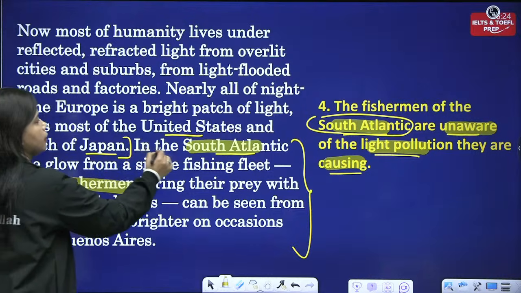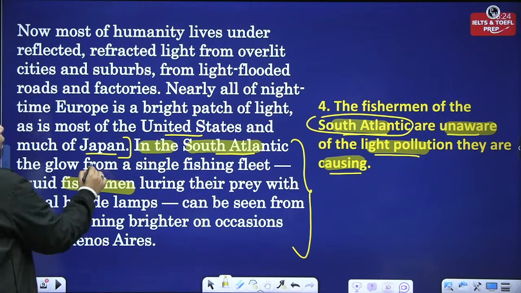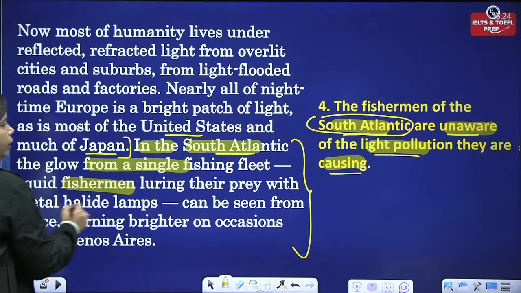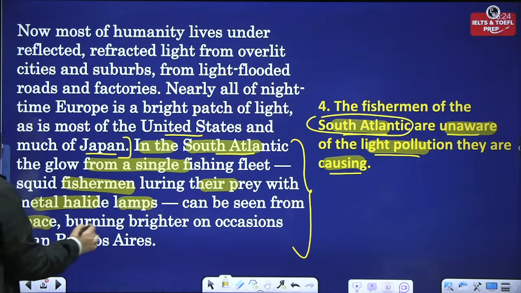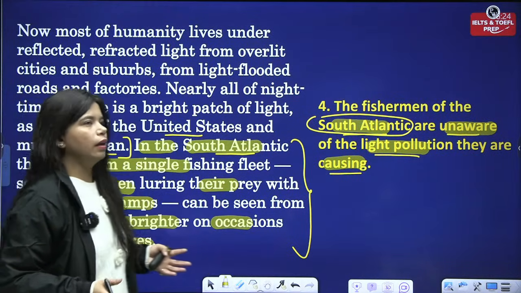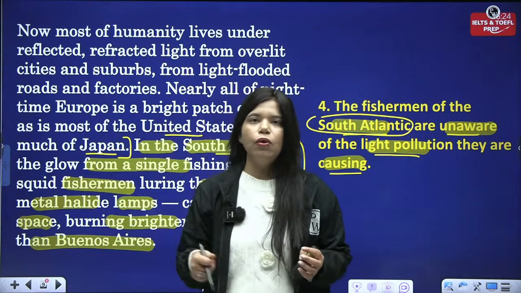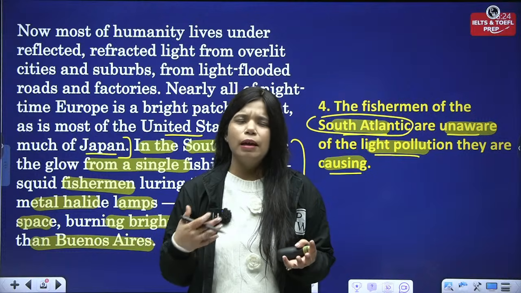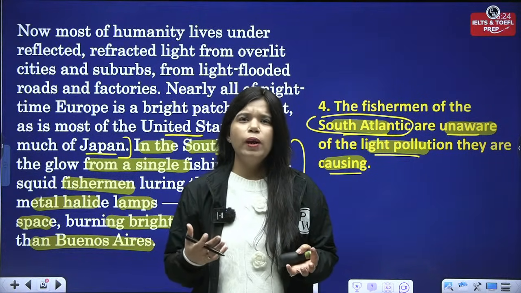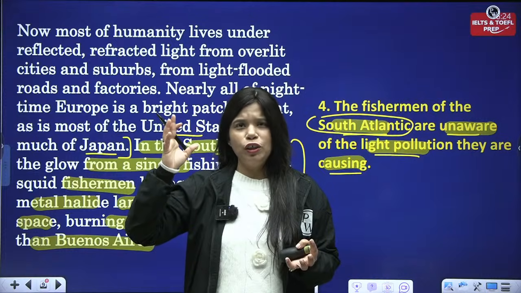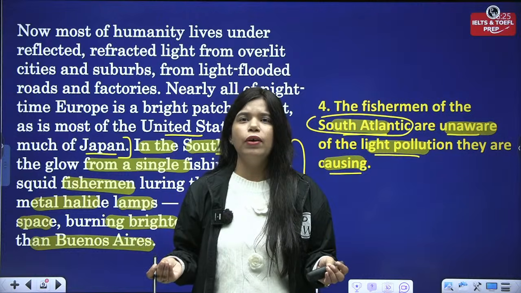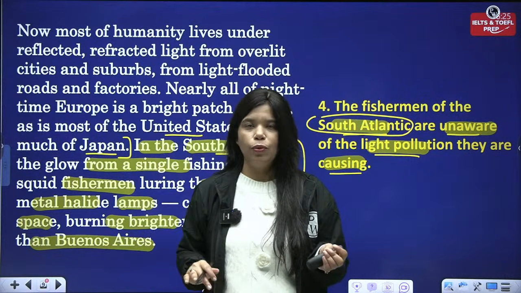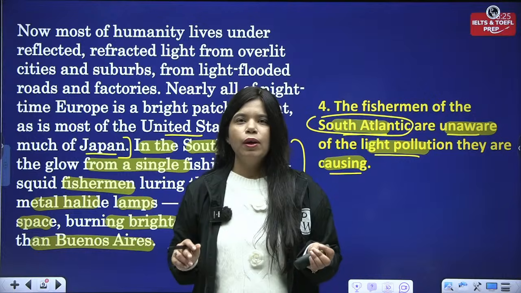So the passage says, in the South Atlantic, the glow from a single fishing fleet, squid fishermen luring their prey with metal halide lamps, can be seen from space, burning brighter on occasions than Buenos Aires. That's it, only this much is written. The lamps they use to lure fish burn so bright that they can be seen right from space above. But what about these fishermen being aware or unaware of the light pollution? Okay, they are causing light pollution because they are using very bright lamps.